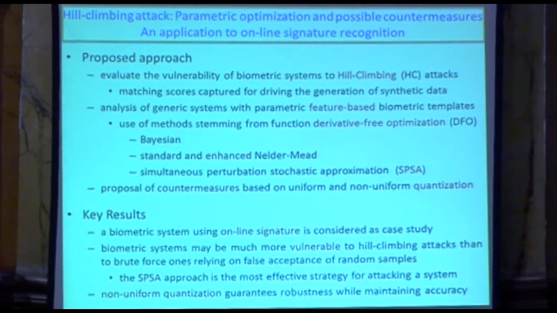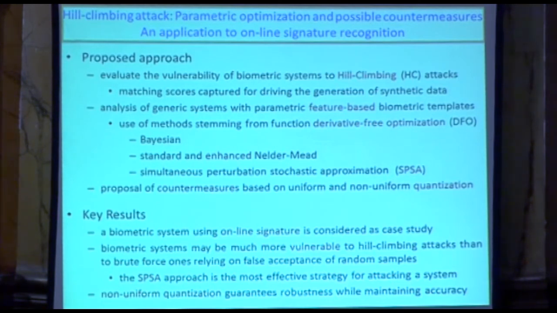Thank you very much and good morning. I'm Emanuele Maiorana from the University Roma Tre of Rome in Italy. In the paper I will present in the poster session, we have evaluated the vulnerability of biometric recognition systems against hill climbing attacks, which basically try to exploit the knowledge of some matching scores available to an attacker in order to generate synthetic data with which we try to break the system. Specifically, we have considered a generic biometric system relying on a feature-based parametric representation and tried to exploit some methods stemming from the field of derivative-free function optimization in order to define the strategies with which we define new synthetic data in order to break the system.